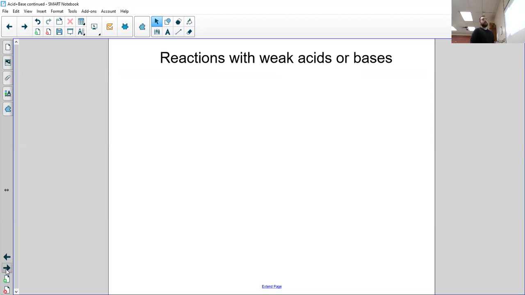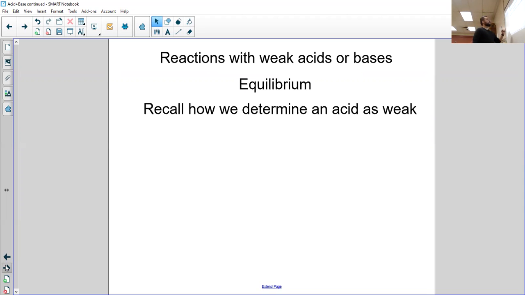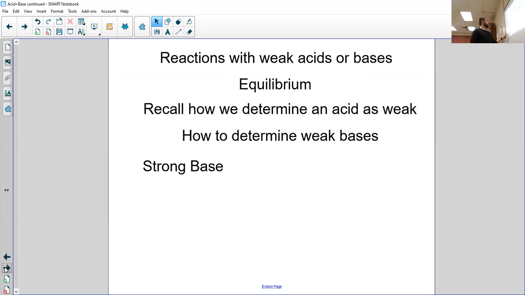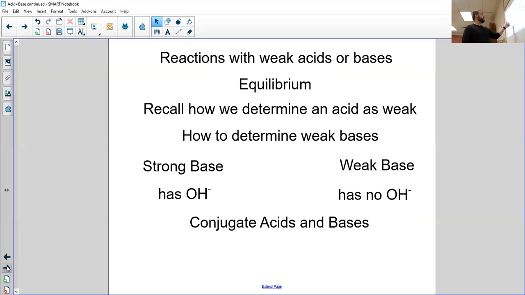All right, so we have reactions with weak acids or bases. Remember, those are at equilibrium. They don't dissociate completely. They have a forward and backward balance. We talked about weak acids in our last lesson. So you know how to determine whether an acid is weak or strong. Today we're going to figure out how to determine whether a base is weak or strong. For this class, it's pretty simplistic. Strong bases have OH-, weak bases do not. So if you don't see an OH-, it's a weak base. If you do, it's a strong base.